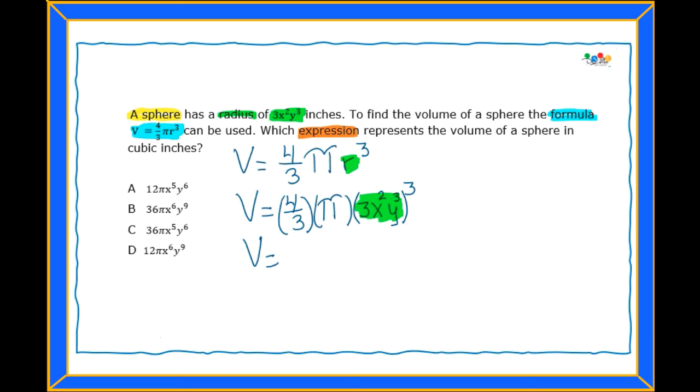So I notice now that 4/3 doesn't change. I'm still going to need to multiply by that. Pi is still there, but now I notice that my parentheses has actually an exponent outside. Is that right? The 3? That means that that 3 is going to affect each one of my terms. This is what we call the power to a power rule. Is that right?